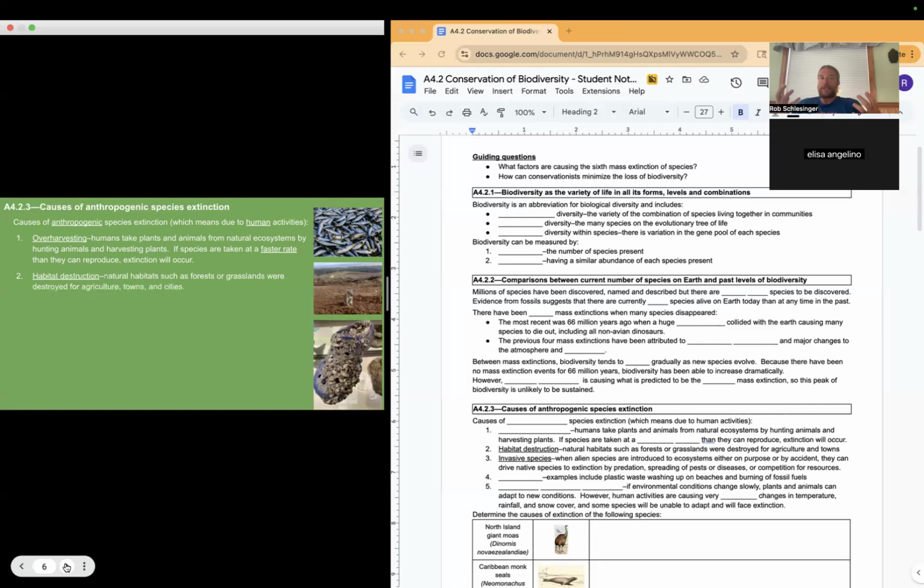But with habitat destruction, we're also maybe building cities in these areas. And it's not just for agriculture. Then we've got invasive species. These are a big one.